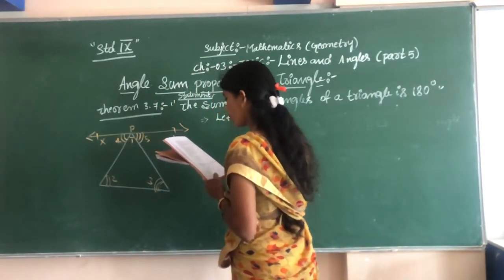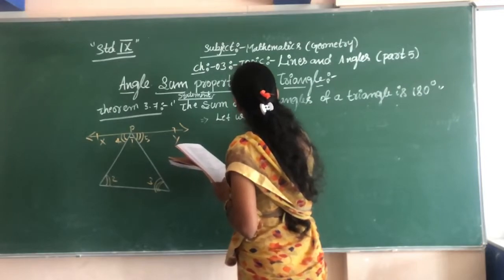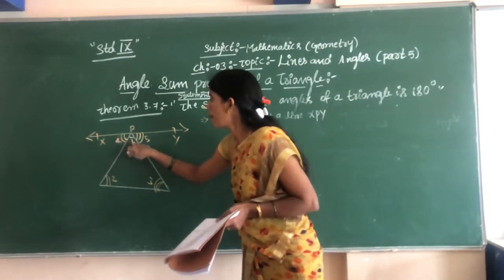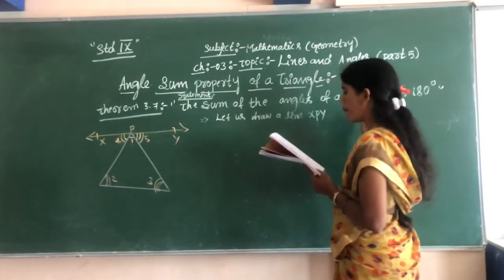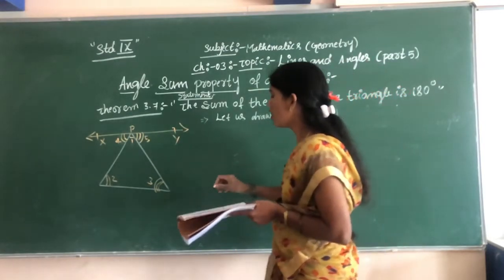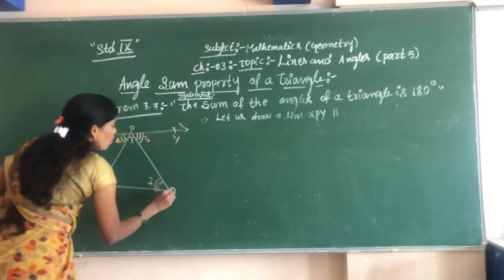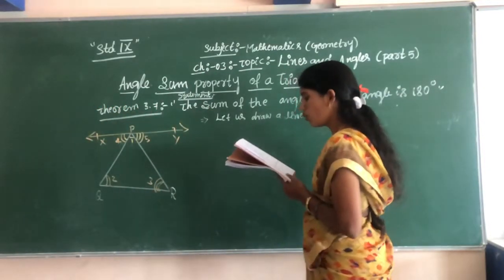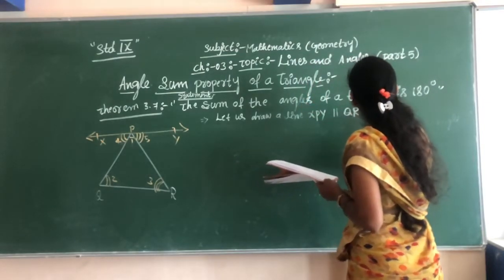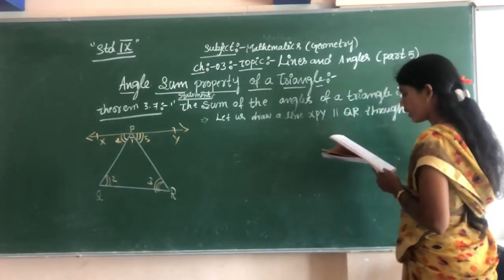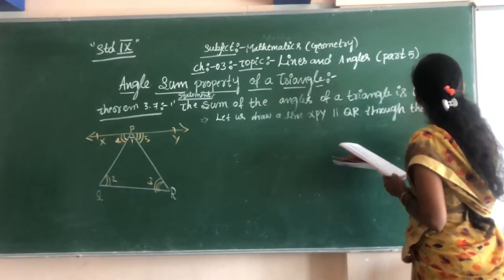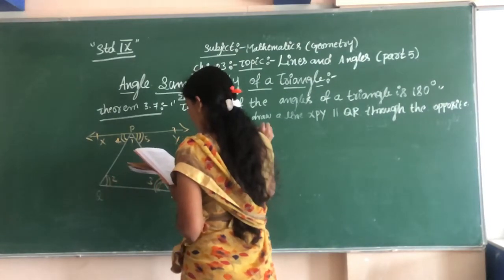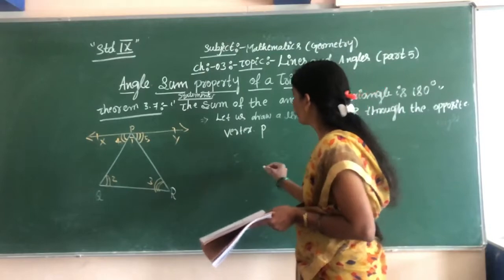Let us draw a line XPY parallel to QR, through the opposite vertex P.